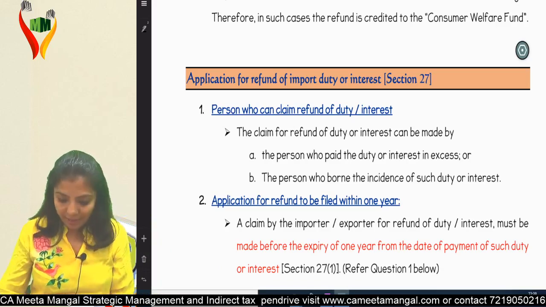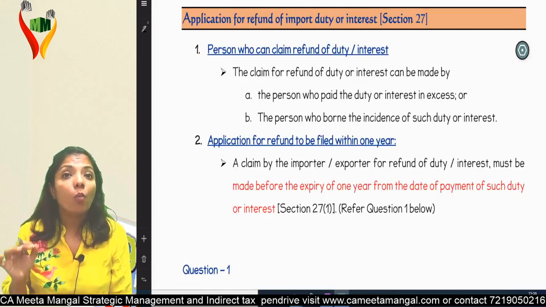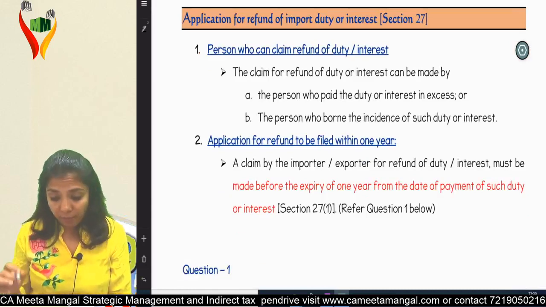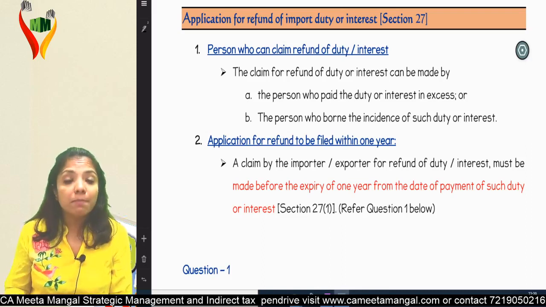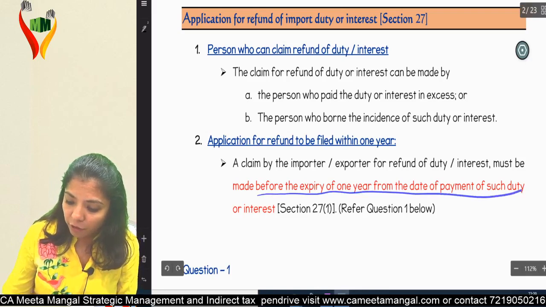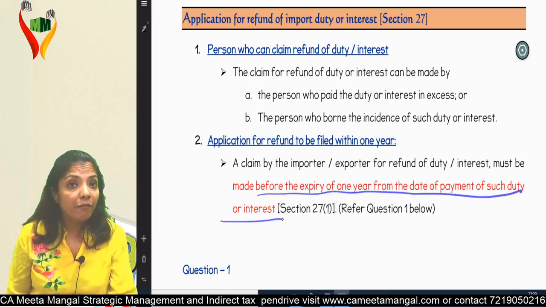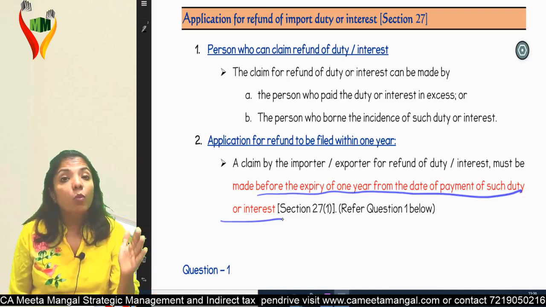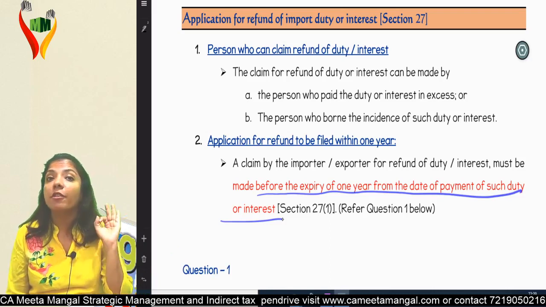Am I clear? Next, application for refund to be filed within 1 year. A claim by the importer or the exporter for refund of duty or interest must be made before the expiry of 1 year from the date of payment of such duty or interest. You have paid duty today. Within 1 year, you need to file the application for refund.